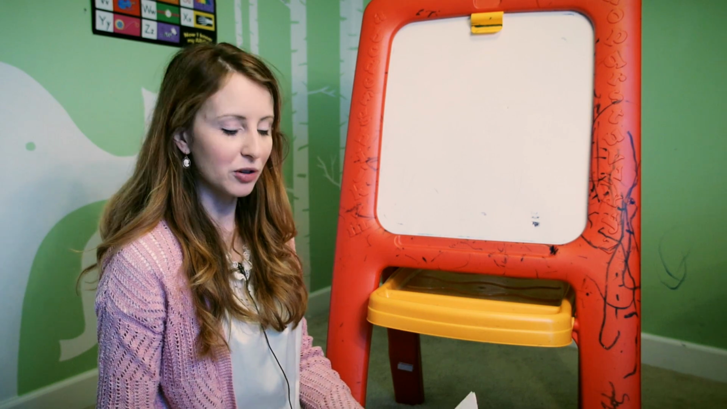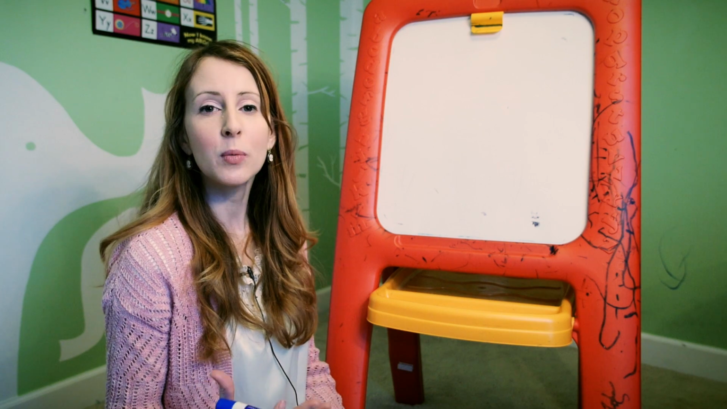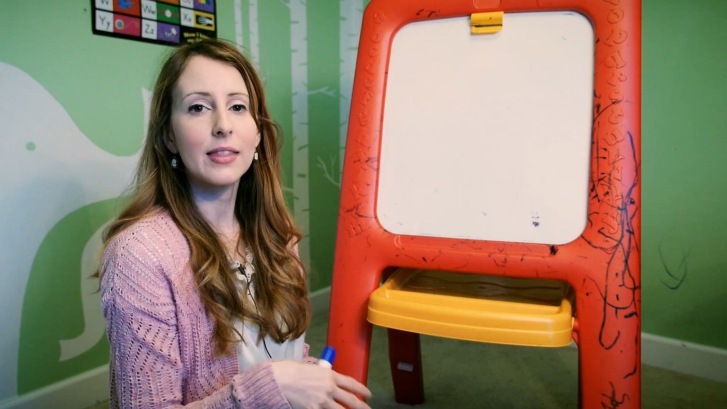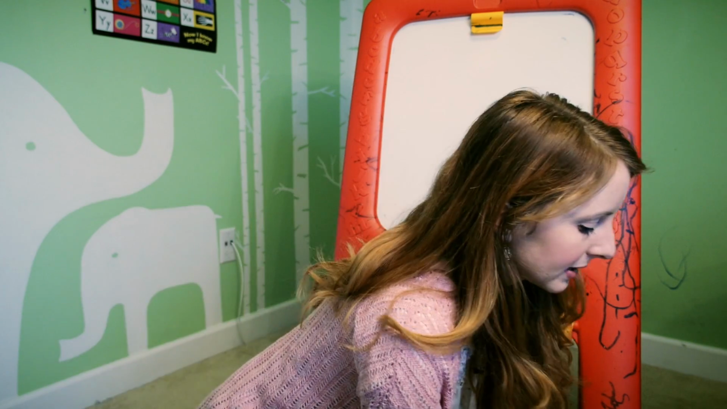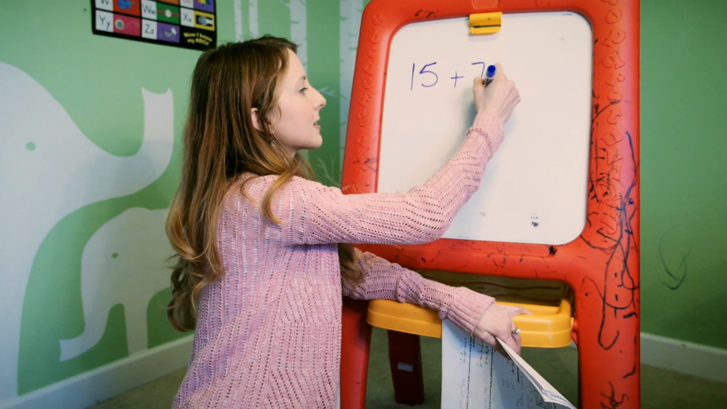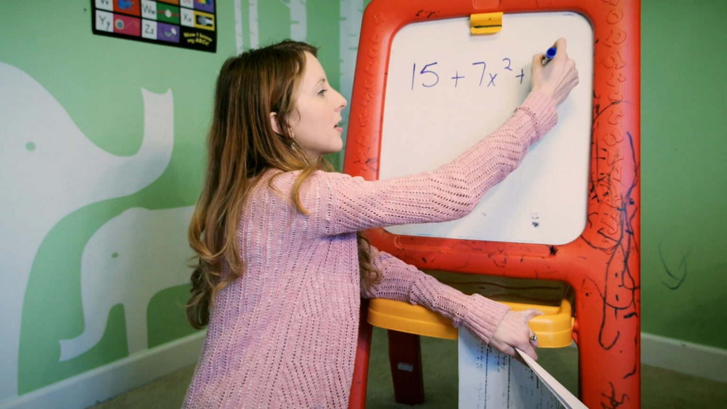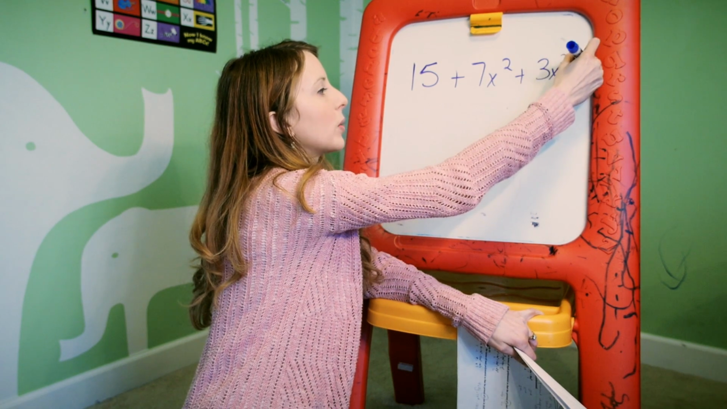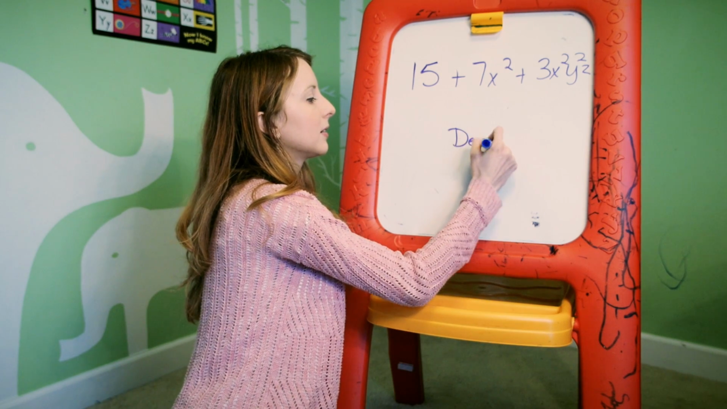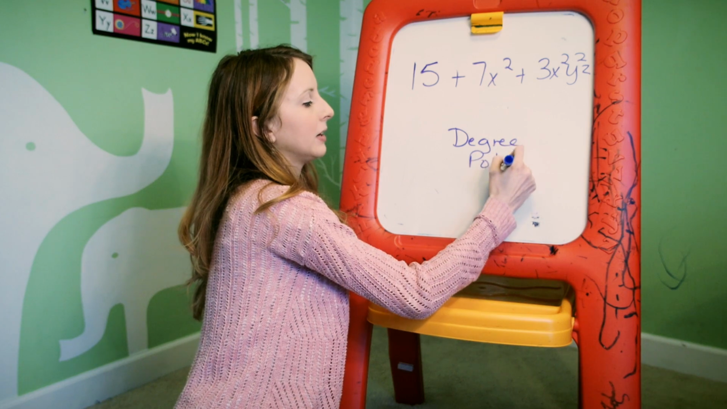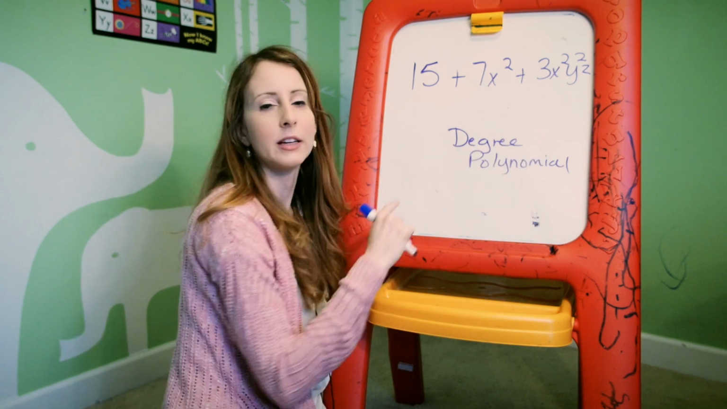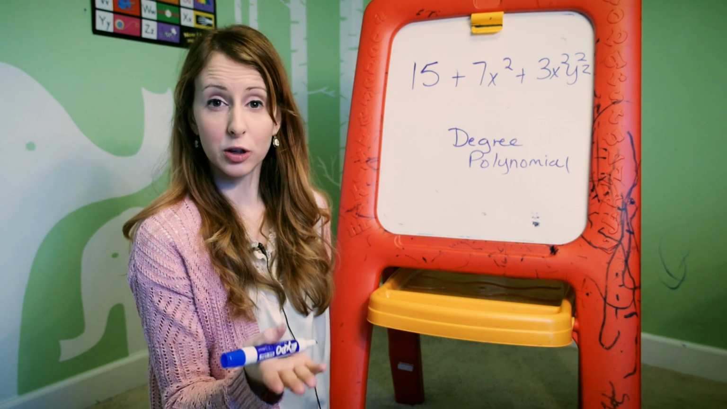Let's look at the degree of a polynomial. So now we're not looking at just one term all by itself. We're going to look at an expression that has more than one term. Here's an example. Let's say we have 15 plus 7x squared plus 3x squared y squared z. All right? And we're asked to find the degree of the polynomial. So what we want to do is look at the entire polynomial and determine what degree it has.